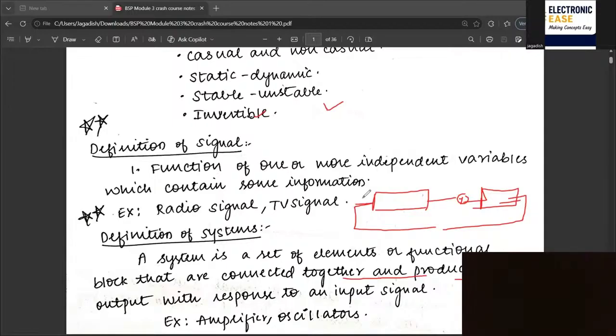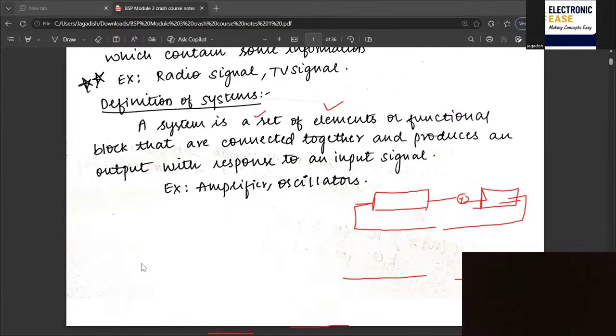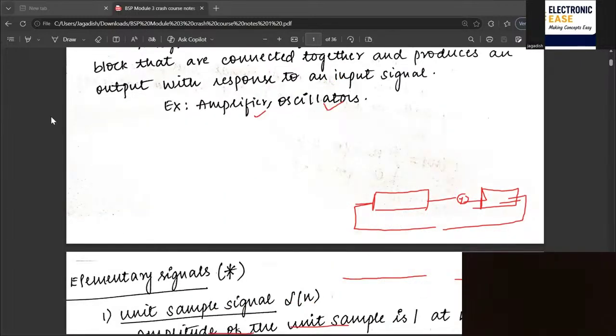This is very important. Signal means one or more independent variables which contain some information. System means a set of elements or functional blocks that are connected together and produce an output with respect to an input signal. These two you should learn. An amplifier and an oscillator are examples of systems. So learn the definition. Next we will be going on with the elementary signals.